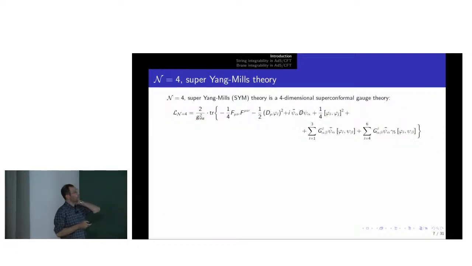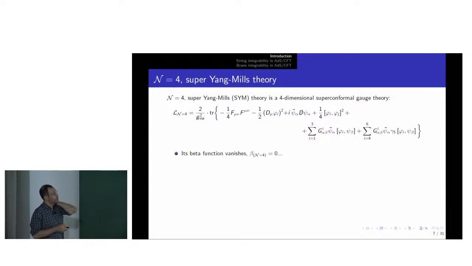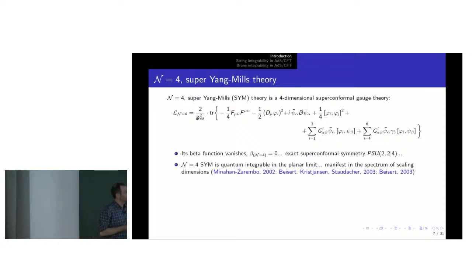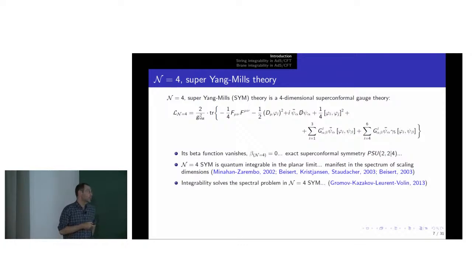And so let me first go through very quickly these theories. Of course, we have N equals 4 super Yang-Mills. This is a conformal field theory having exact superconformal symmetry. And of course, as I said, this is quantum integrable in the planar limit, and this integrability was first manifested in the spectrum of scaling dimensions by the work of Minahan and Zarembo, and Beisert, Kristjansen, and Staudacher. And of course, integrability solves the spectral problem of N equals 4 super Yang-Mills.